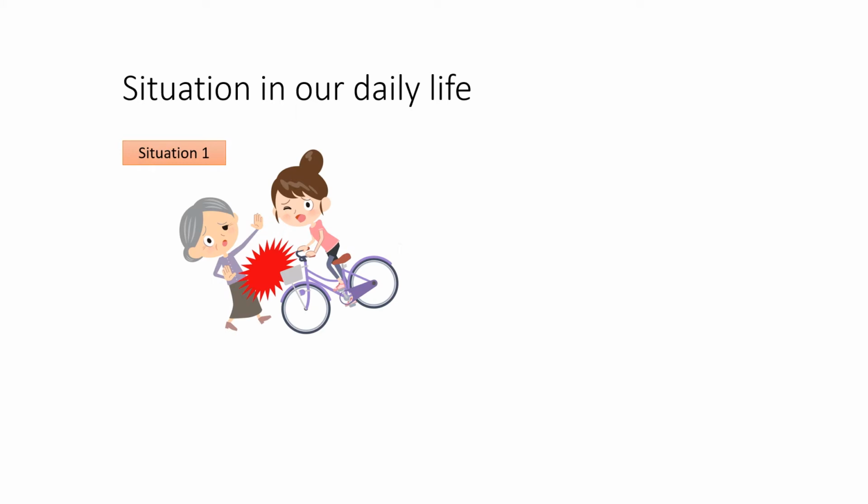For situation 1, as we can see, there is a pedestrian who was hit by a bicycle. What do you guys think will happen to her? I think she would just be slightly injured.